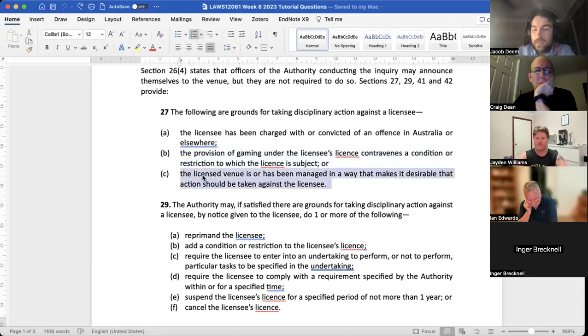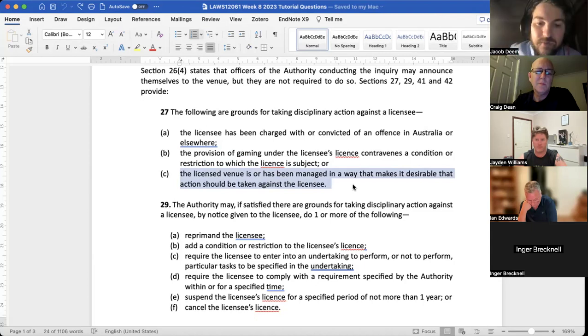C is tricky because C is also giving the decision maker a lot of authority. The licensed venue is or has been managed in a way that makes it desirable that action should be taken against the licensee. What does that mean? The decision maker gets to decide, right? Is it desirable if the licensed venue is just doing something that the decision maker doesn't like or thinks is problematic?